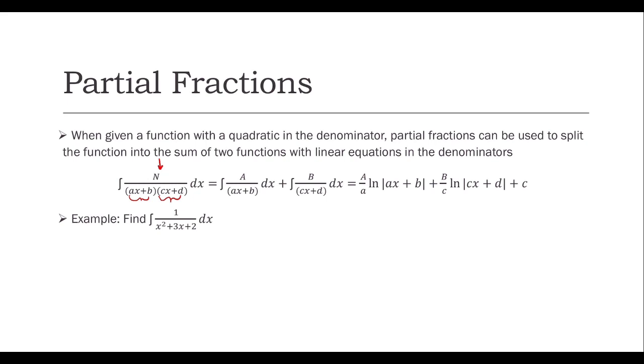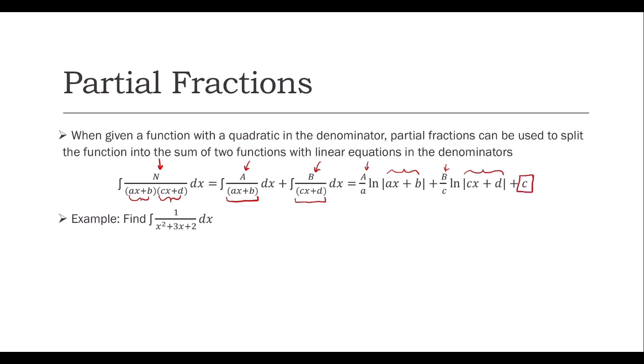then you could split it into the integral of one of them plus a number on top plus the integral of another plus a number on top, which we talked about partial fractions in a previous video and how to solve for what capital A and capital B are. So when you take the integral of that, you'll get capital A over lowercase a times the natural log of the absolute value of ax plus b plus capital B over lowercase c times the natural log of the absolute value of cx plus d, and then you can't forget your constant at the end.